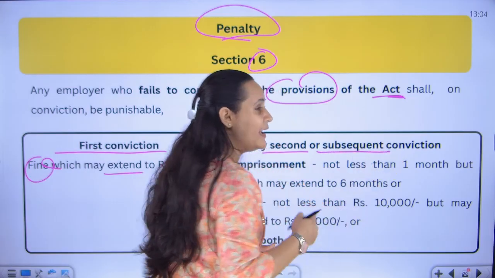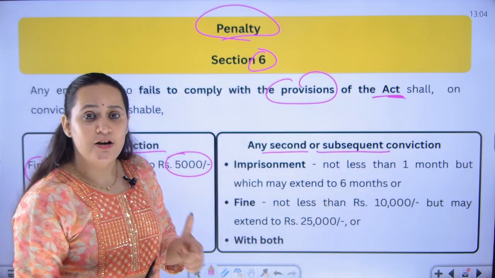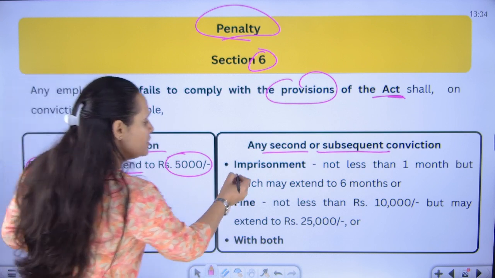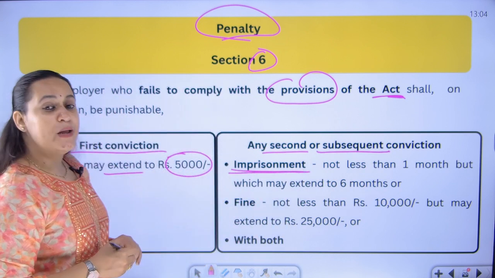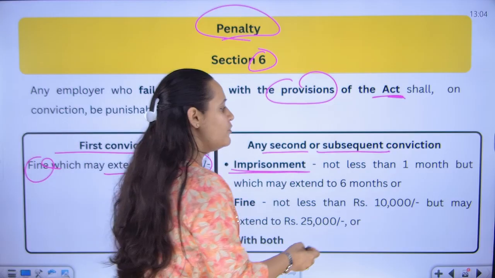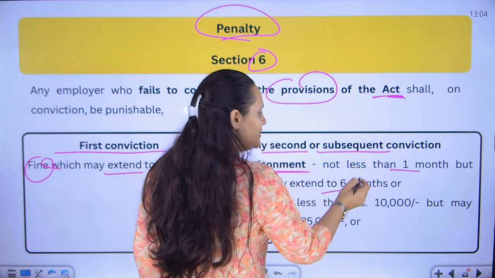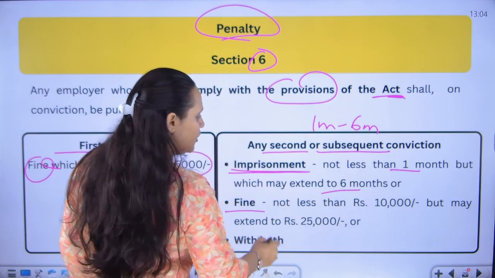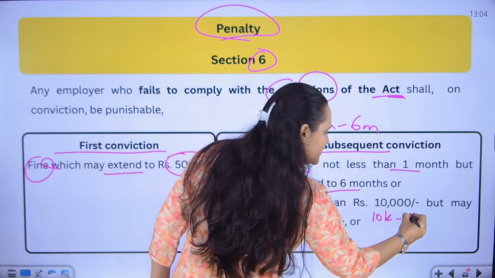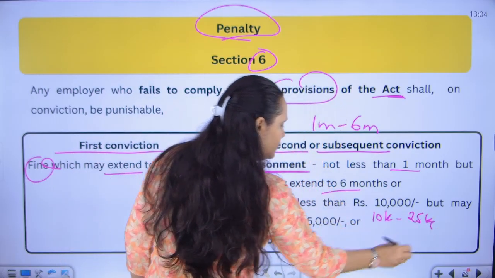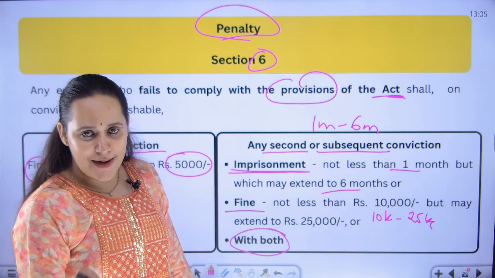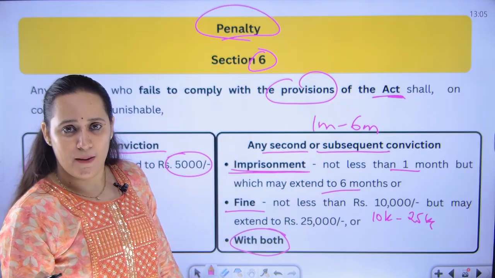If a third time, fourth time, subsequent non-compliance is there, then we are not only going to give you a fine, but we are also going to subject you to imprisonment. So imprisonment of not less than 1 month, which can extend to 6 months, and a fine which shall not be less than 10,000 rupees, but which can extend to 25,000 rupees, or with fine as well as imprisonment, both, depending upon the seriousness of non-compliance.